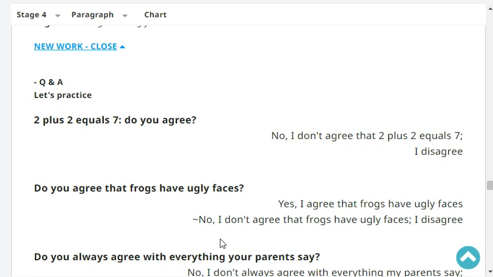I disagree. Do you agree that frogs have ugly faces? Yes, I agree that frogs have ugly faces.